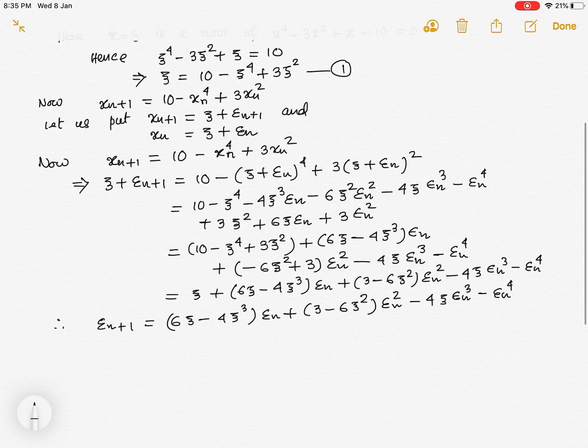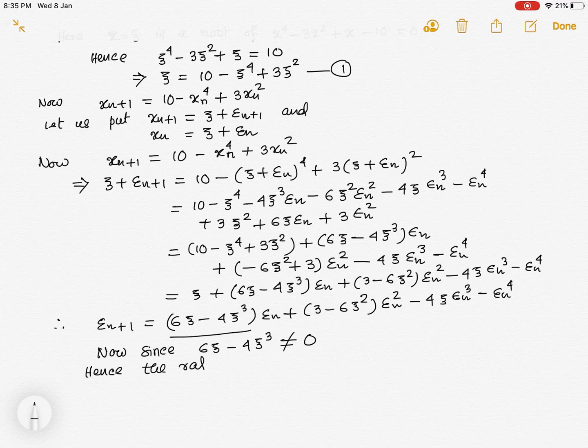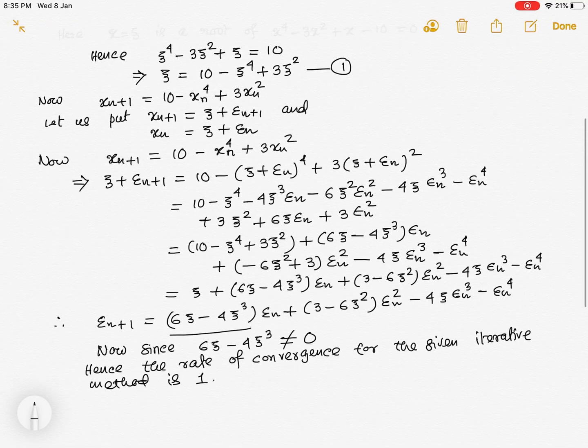Now since the coefficient of epsilon_n is not equal to 0, that is, 6xi - 4xi^3 is not equal to 0, hence the rate of convergence for the given iterative method is 1. Hence option 1 is correct.